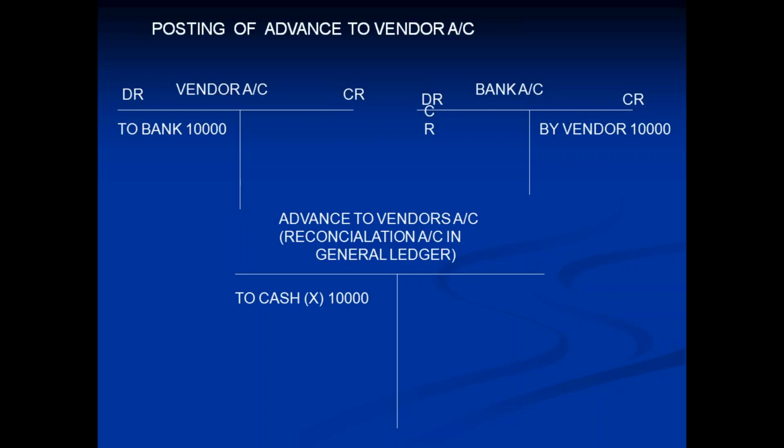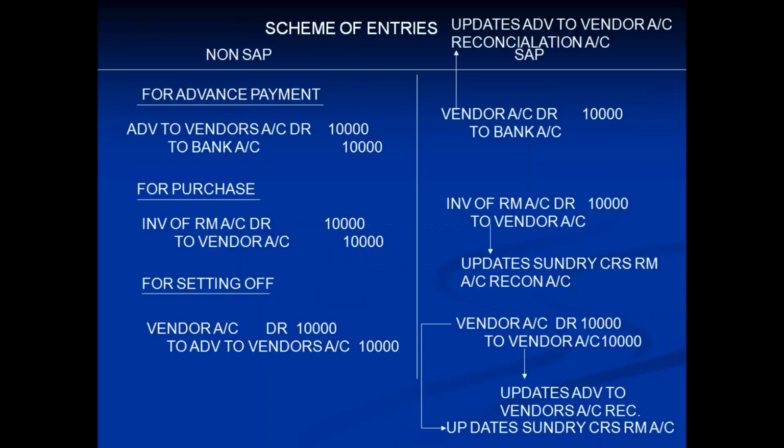Here it says that this is the non-SAP and SAP scenario. On the left side we have the non-SAP, and on the right side we have the SAP scenario. In the case of advance payment, what will happen? If we are doing the advance payment to the vendor, we will have the accounting entry. It says your advance paid to the vendor.